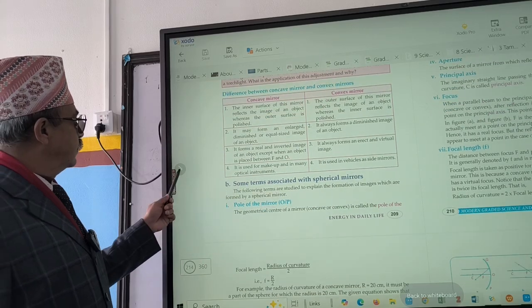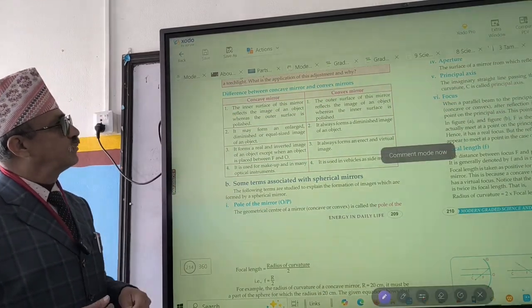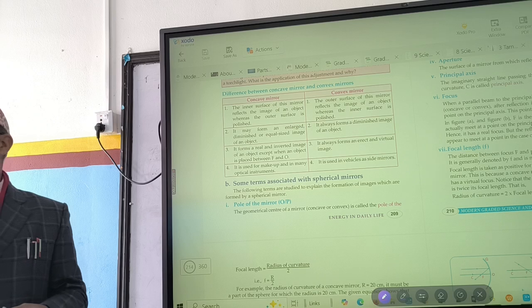Now, here is the next heading. What is the next thing? Differences between concave mirror and convex mirror.